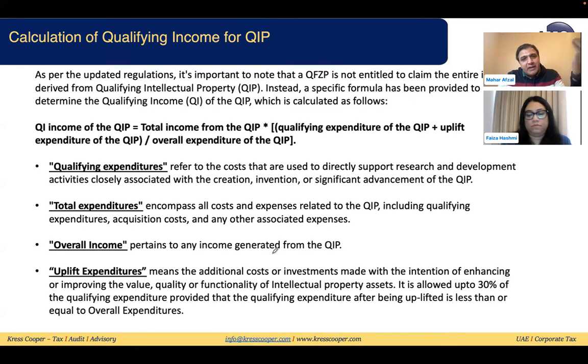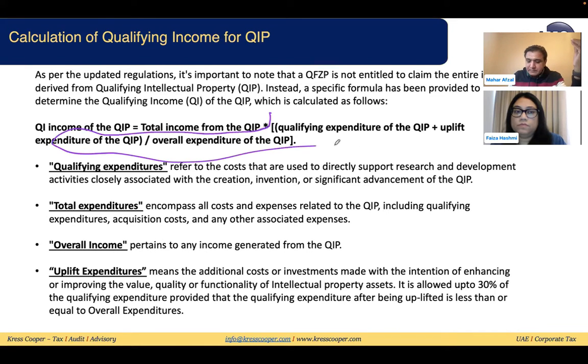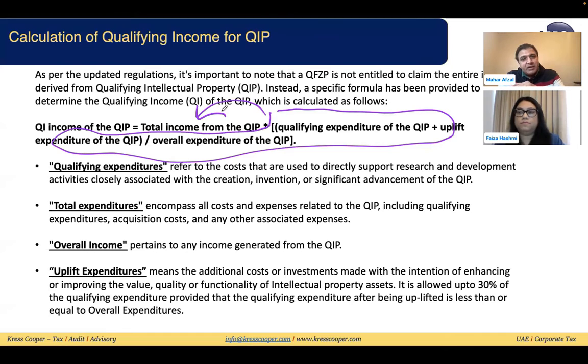So whatever the income the qualifying free zone person is earning from the qualifying intellectual property, they have given a specific formula: qualifying expenditure plus uplift expenditure divided by overall expenditure. This fraction needs to be multiplied with the total income from the qualifying intellectual property. Whatever the income is coming from this fraction, by multiplying with the total income of the qualifying intellectual property, that will be considered qualifying income.